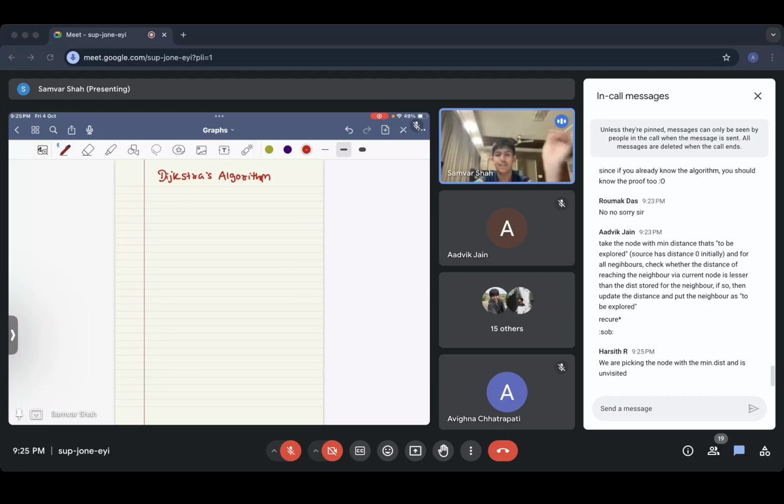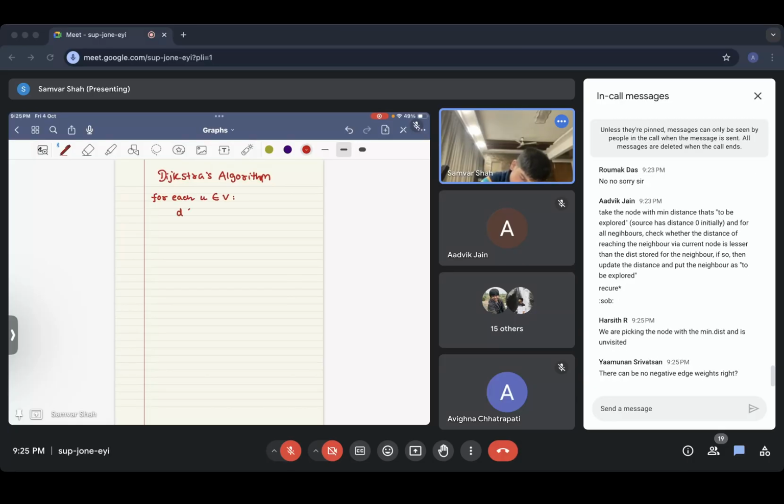Okay, very nice. So I am just going to write pseudocode quickly for this. I think there's a chat message. Yeah. This is not dealing with negative edge weights. We're not dealing with negative edge weights.